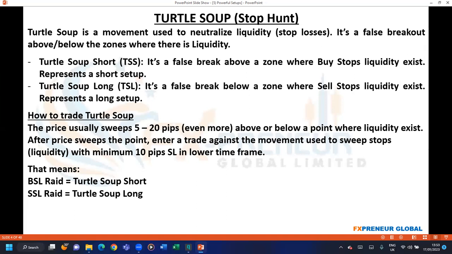To trade this, there has to be a stop hunt towards liquidity, either buy stop liquidity or sell stop liquidity. And this stop hunt is always in the range of 5 to 20 pips. Sometimes it could be more. Then after the stop hunt and a reversal is being issued, you can take the trade in the opposite of the stop hunt.